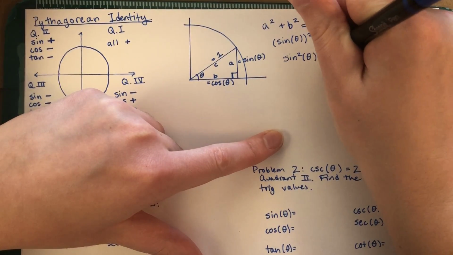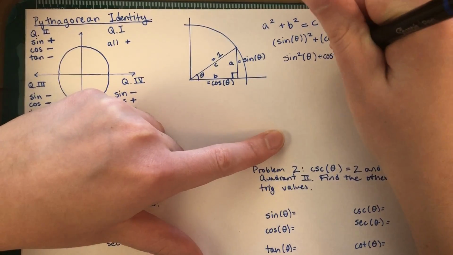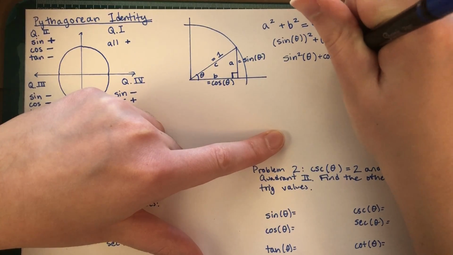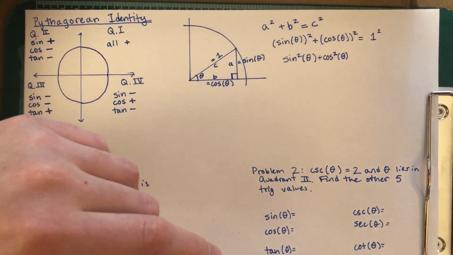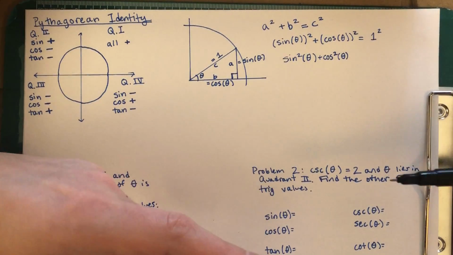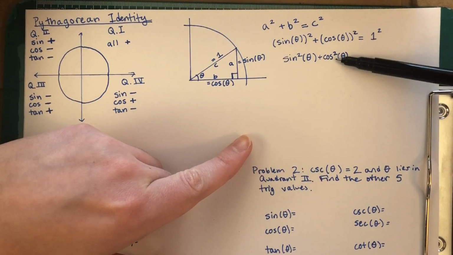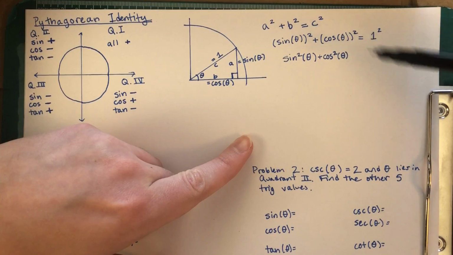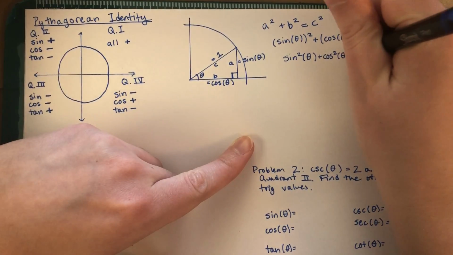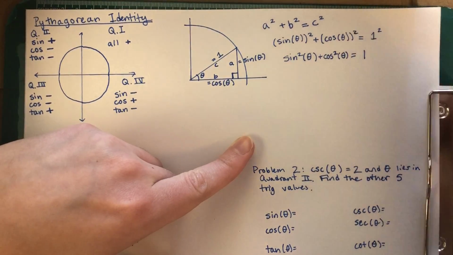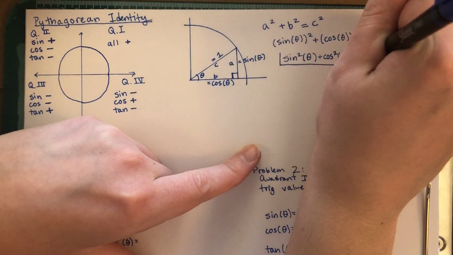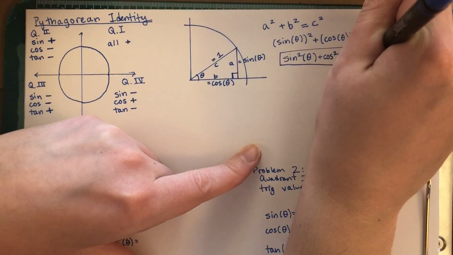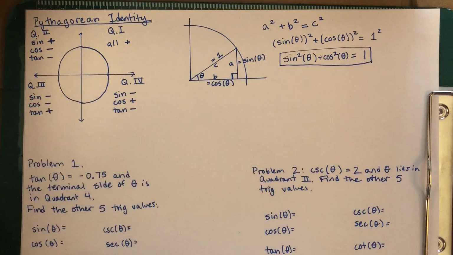that the exponent kind of comes in the middle of the phrase. But because it's so commonly written, they wanted an easier, shorter way to write it. So this and this mean the exact same thing. And then 1 squared is just 1. So this is how you will normally see the Pythagorean identity written.